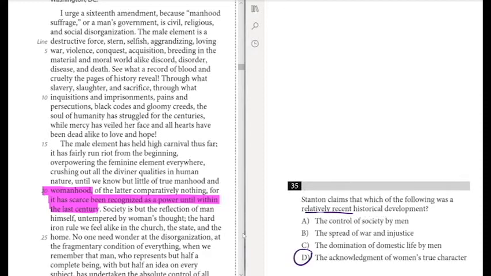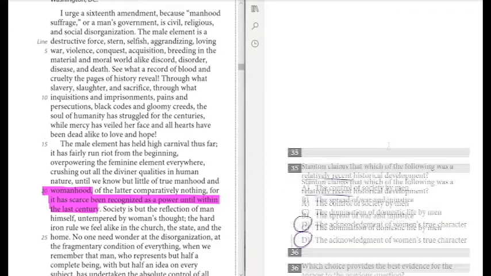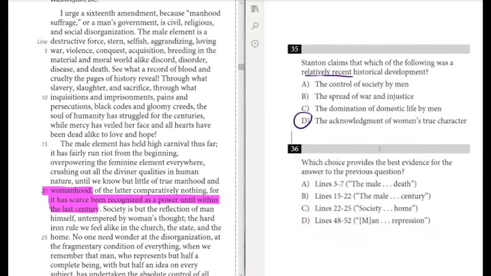So what has happened relatively recently? The recognition of women as a power. So that's answer choice D, the acknowledgement of women's true character. The answer for 35 is D. Now in question 36, we're looking for the evidence to that question, and we found that evidence in lines 15 to 22, which is going to be answer choice B. So the answer for 36 is B.